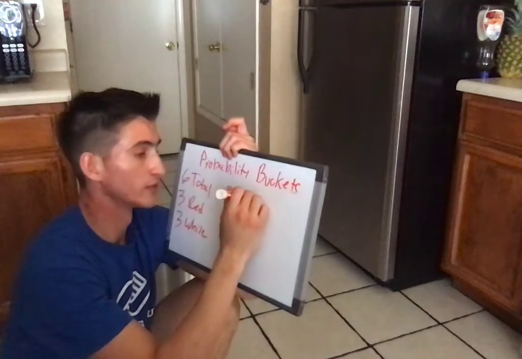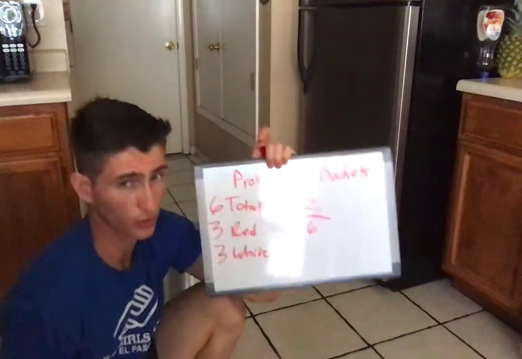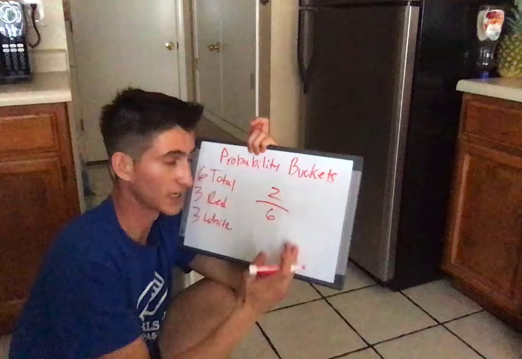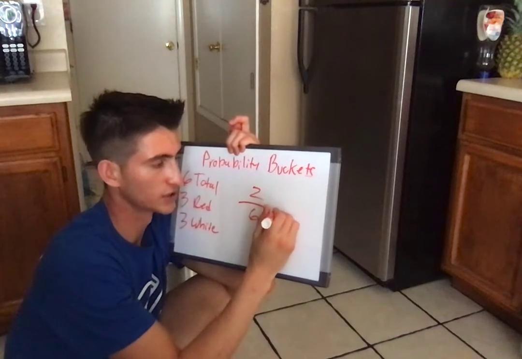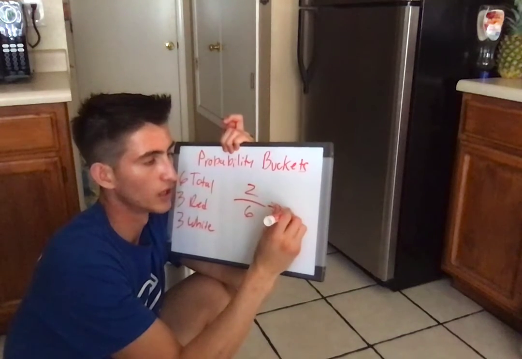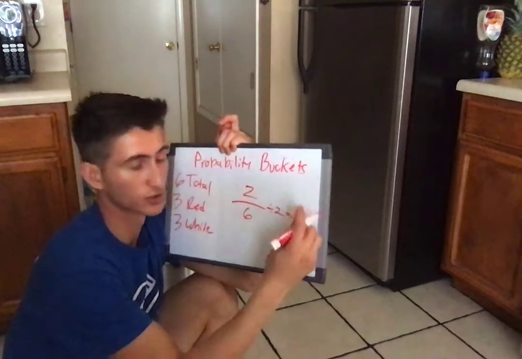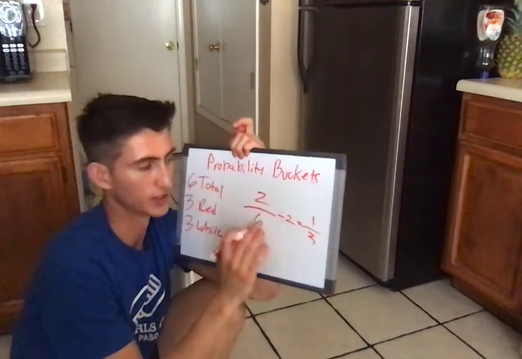So I only made 2 red ones, so it's 2/6. So here, it's pretty even. You can actually simplify to make it easier. So if you divide this by 2, you get 1 here, and you have 3, so it's 1/3. So you have 1/3 here, so I simplified here.